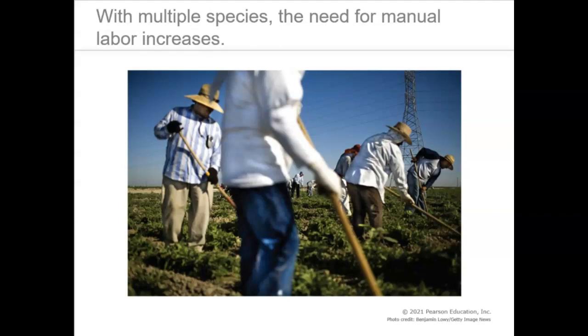However, when there are multiple species, the need for manual labor typically increases. So if you have a big monoculture with just the same thing, no weeds, it's very easy to just have a big harvester come through and harvest it. When you have a polyculture, possibly with plants that need to be harvested at different times, it's a lot more labor intensive to harvest it and not mess up the other crops there.